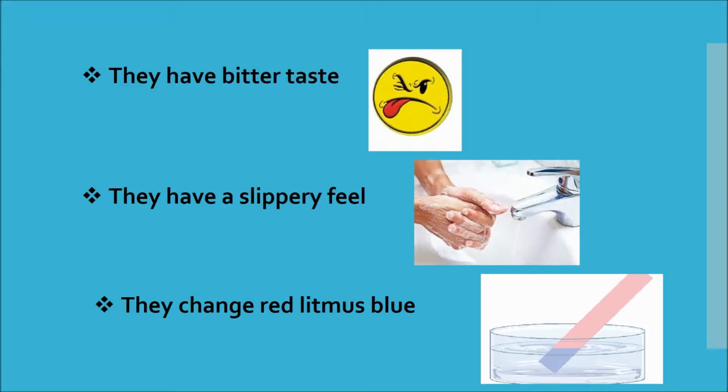And they change red litmus to blue. Note the slight difference between acids and bases. One changes blue litmus red, while bases change red litmus to blue.